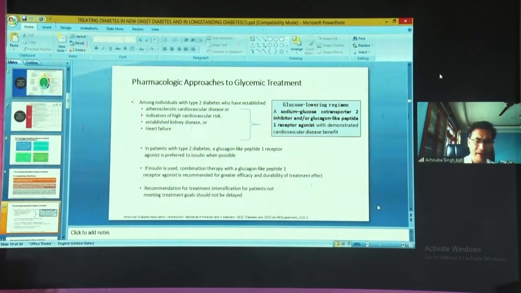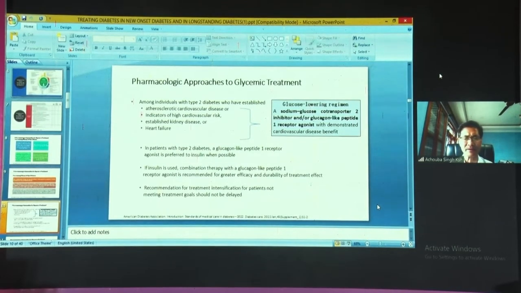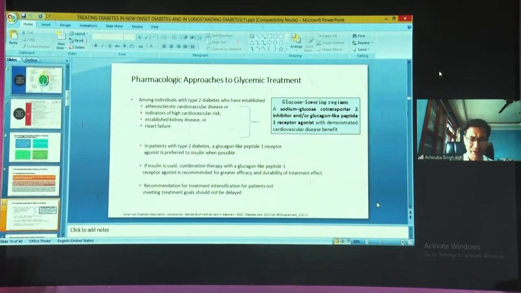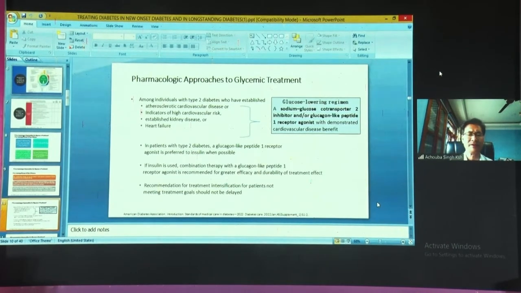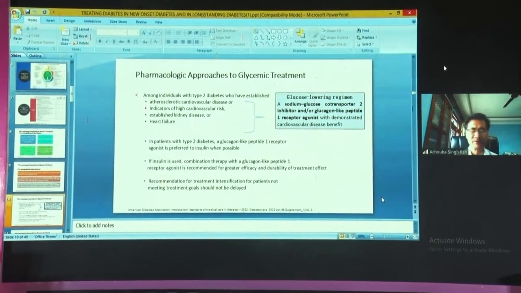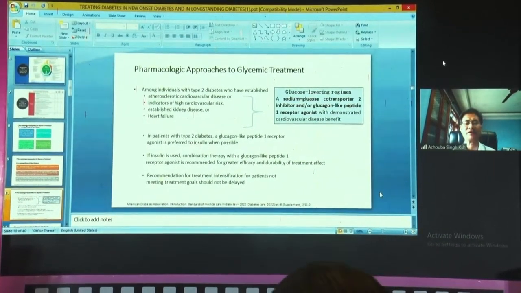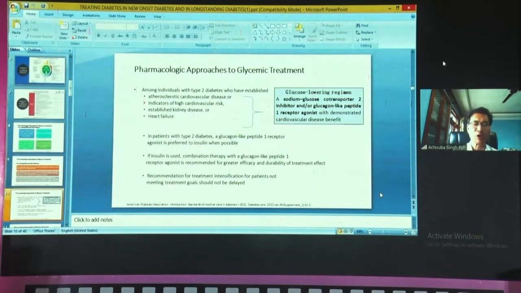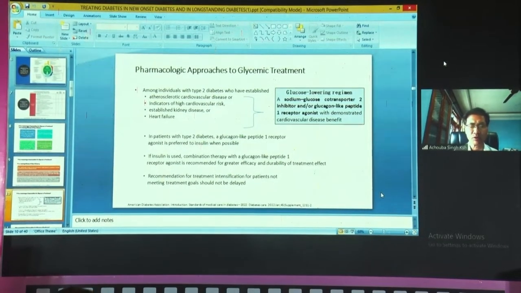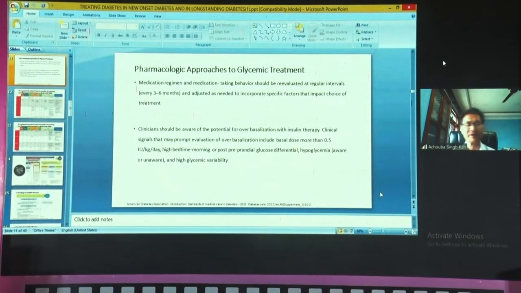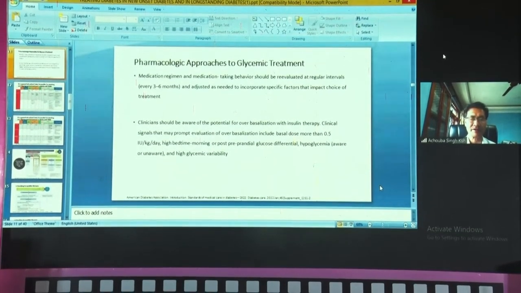Okay. In patients with type 2 diabetes, a GLP-1 receptor agonist is preferred to insulin whenever there is a possibility. If insulin is used, combination with a GLP-1 analog is also recommended. Treatment intensification for patients not meeting treatment goals should not be delayed. This is one warning. And medication-taking behavior has to be assessed periodically, between 3 to 6 months, and adjusted as required.